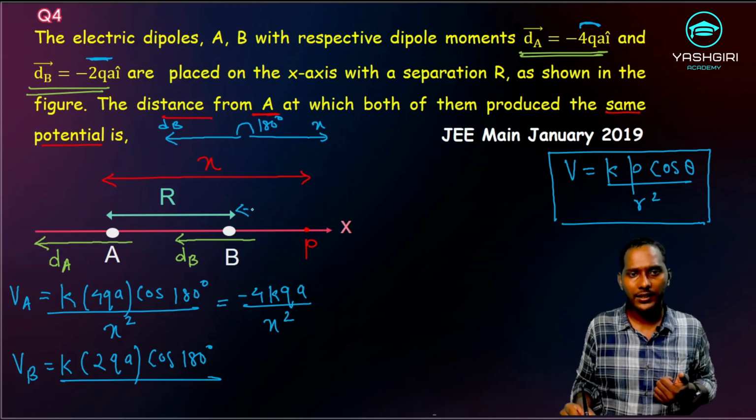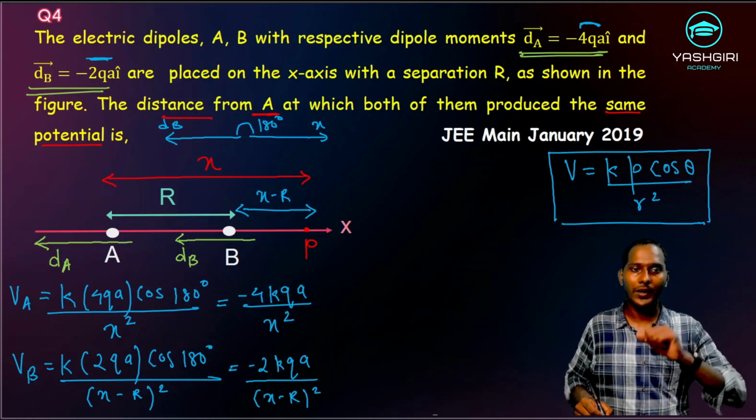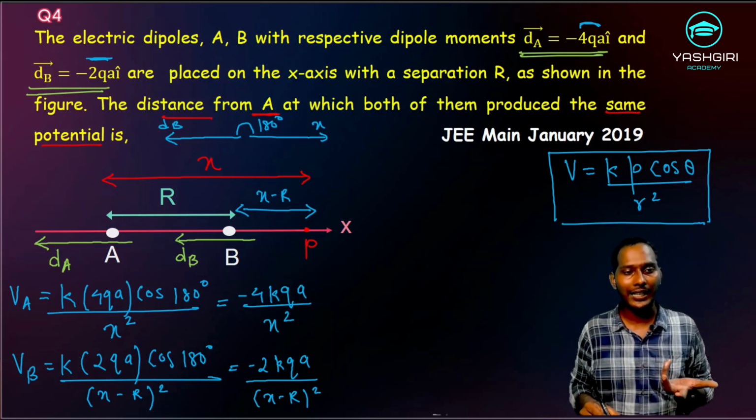And here in this case, the distance at which the point P is from dipole B is going to be x minus r. So that will be x minus r the whole square, and that will be equal to minus 2kqa divided by x minus r the whole square. All right, so things are done. Now from here on, students, we can just equate and we get the answer.